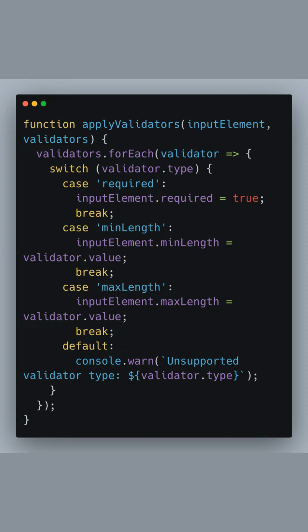The apply validators function is crucial for ensuring that the data entered in the form is valid. For each validator defined in the schema, a corresponding HTML5 validation attribute is set on the input element. This includes making an input required or specifying minimum and maximum character lengths. If there's a validator type that isn't supported, the function sends a warning to the console. This feedback loop helps maintain the integrity of form validation as the schema evolves.